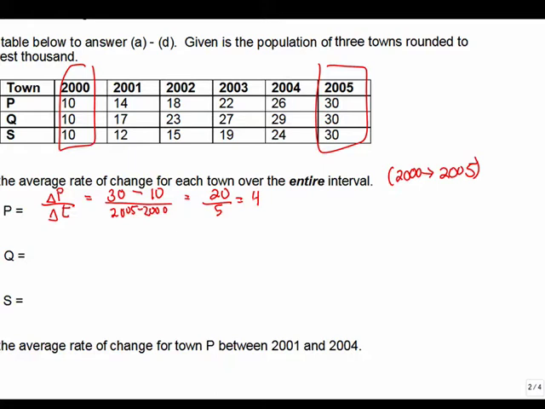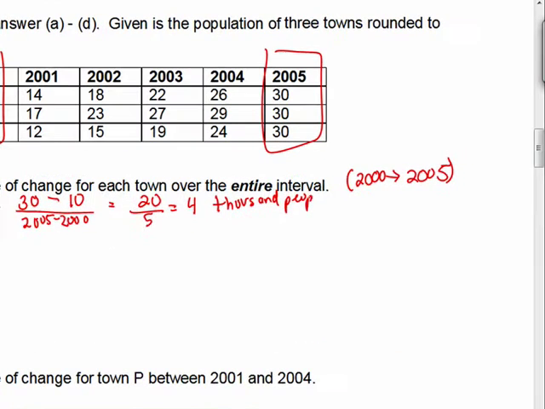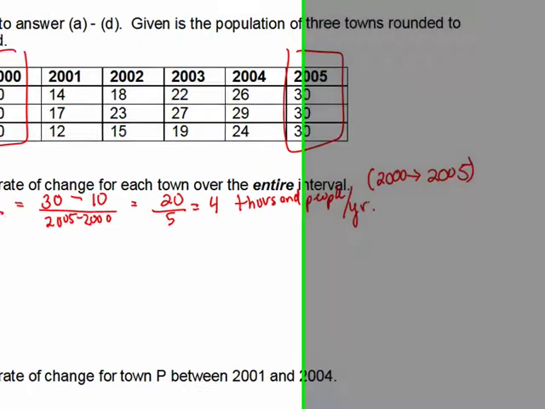Now again, I want to put units on. So my population units are people in thousands. So I'm going to just go 1,000 people divided by my units of T, which are years. So what's happening is the population is changing by approximately 4,000 people per year.